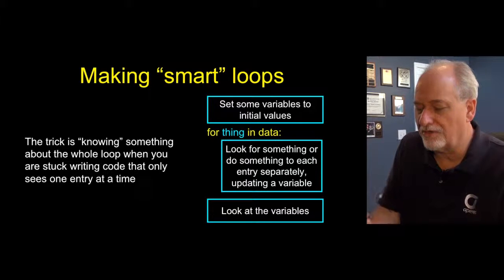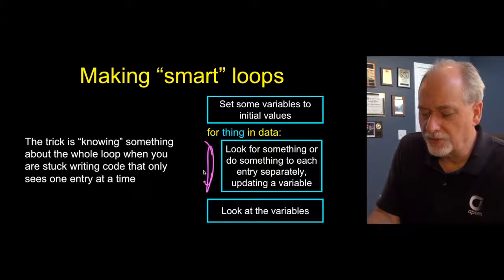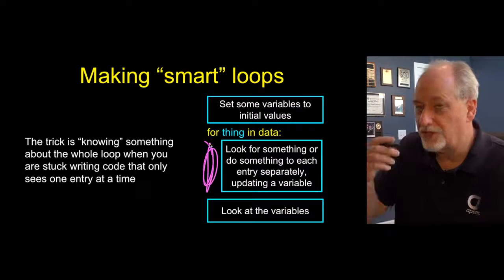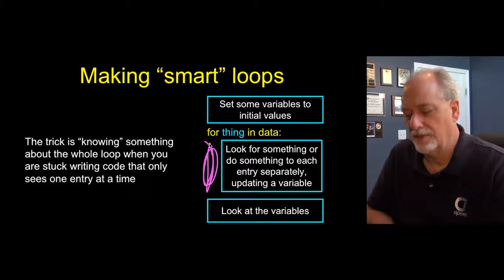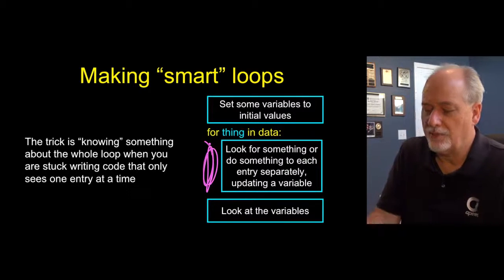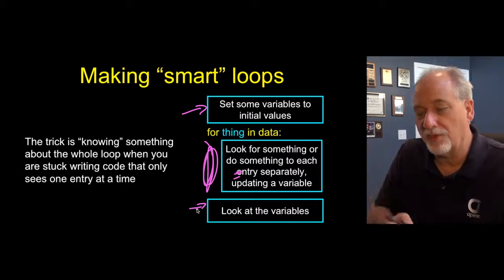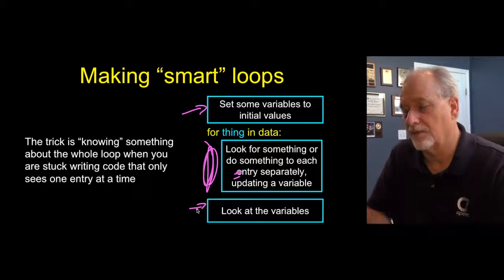The pattern that we're going to follow is we're going to have this loop that's going to run once for each thing in some chunk of data. We're going to set something at the beginning, and then we're going to do something to each one. And at the end, we're going to get the payoff. We're going to get the result.